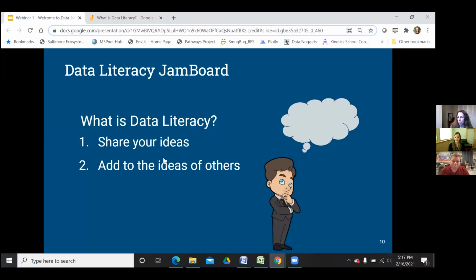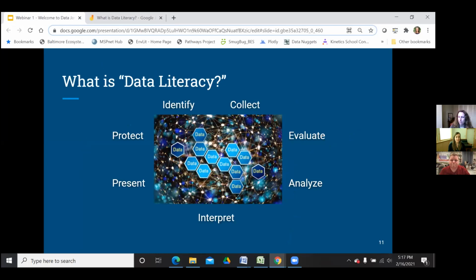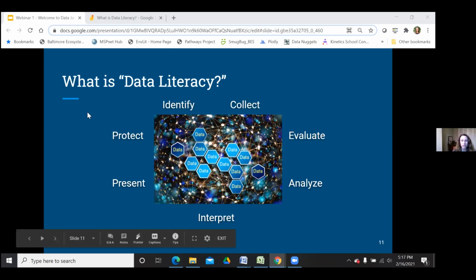So let's go back into the presentation and get ourselves a definition of data literacy. Data literacy is defined as the ability to understand and use data to inform decisions. So your ideas put together really capture this definition really well. And the data literate individual can understand, explain, and document the utility and the limitations of data. They can identify, collect, evaluate, analyze, interpret, present, and protect data.